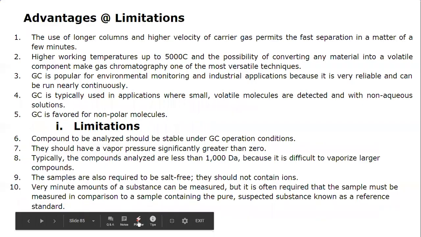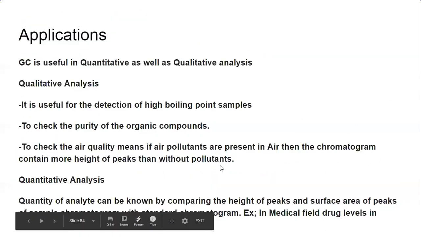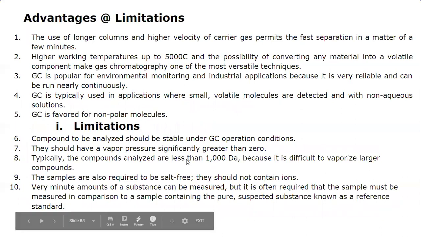And next, applications. Okay, let's see the advantages and limitations.